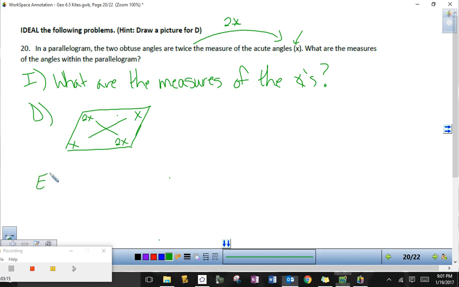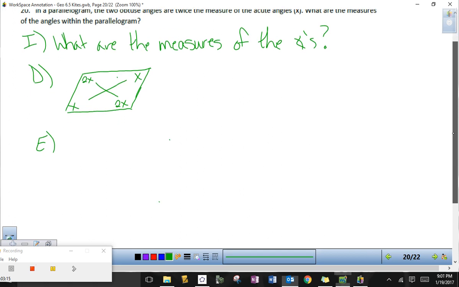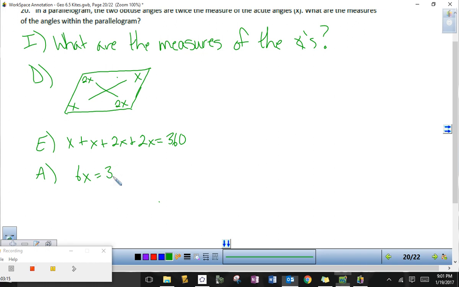So if I need to solve for x so that I can get all my angles, I just have to figure out how to set up an equation, part E. Hopefully by now you know that the interior angles in a quadrilateral add up to 360. So I'm going to say x plus 2x plus 2x have to equal 360, because those are my 4 angles. Let's act on it, or solve for the x. We've got 1, 2, 3, 4, 5, 6x total equals 360. And then we'll divide by 6 on both sides.